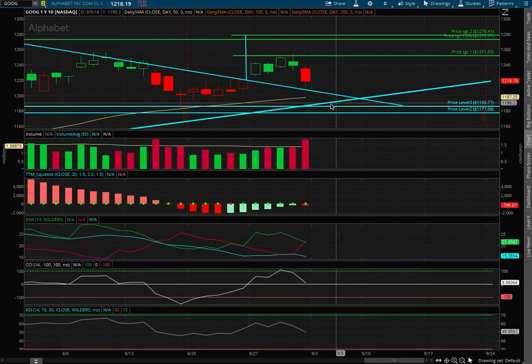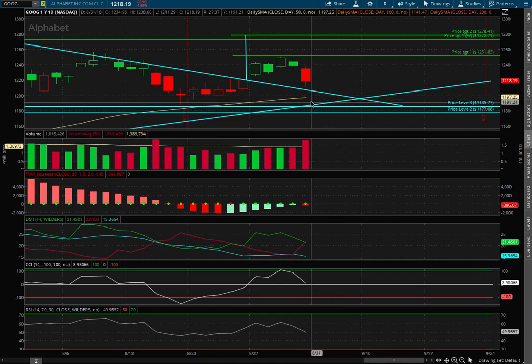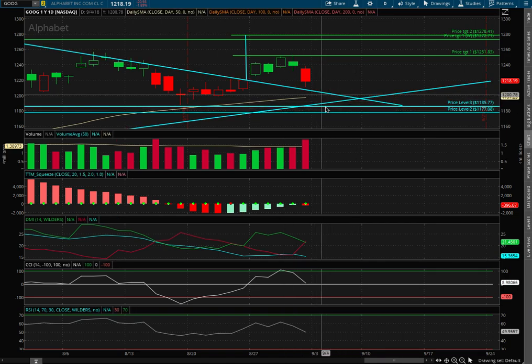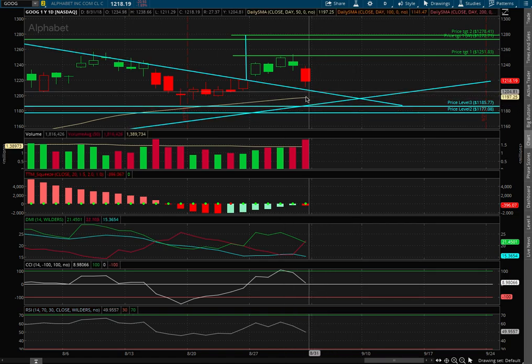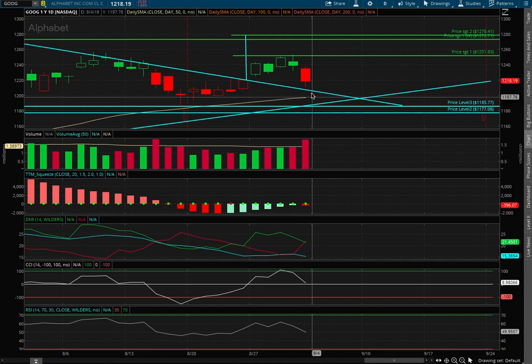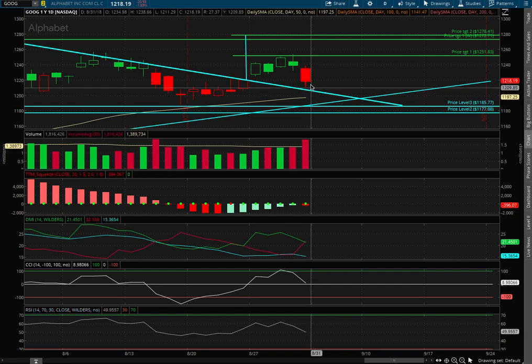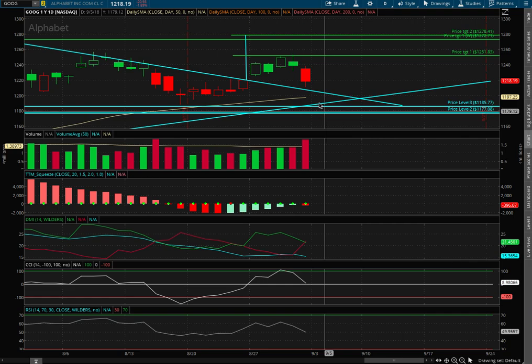So that intersects over here, so I don't have double support. Well, I mean, I have the 50-day here, so that could be double support, but it needs to come down a little lower. So I might need to wait a little bit until it comes down here to enter, and then I'll have a high probability trade. But we might be okay right here. It depends on what happens tomorrow. So I would be watching that.